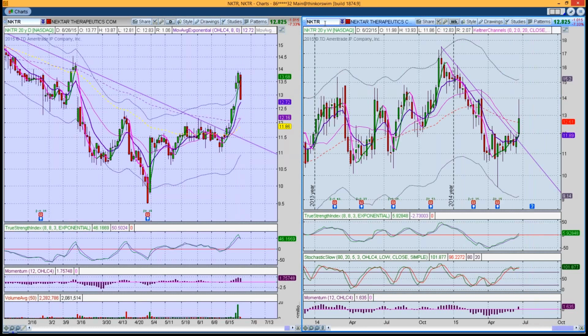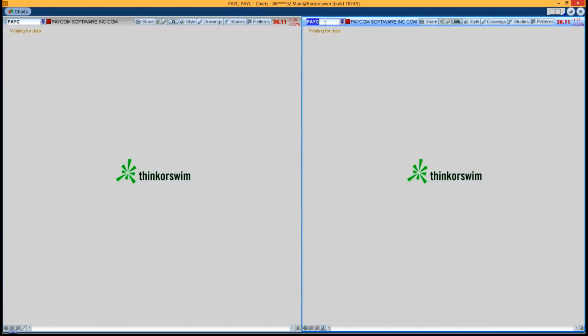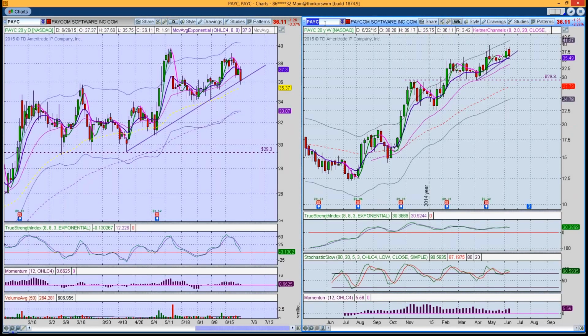PIYC. Oops, no dot on the end. Okay, PIYC has turned back down. It now has put in a lower high. Is it going to fall all the way back down into this area, the 34.36 level, and rebound there? That's what I would be looking at, happening somewhere in this level, or maybe the 50-day moving average. Wait and see if it puts in a reversal signal there to move back up.